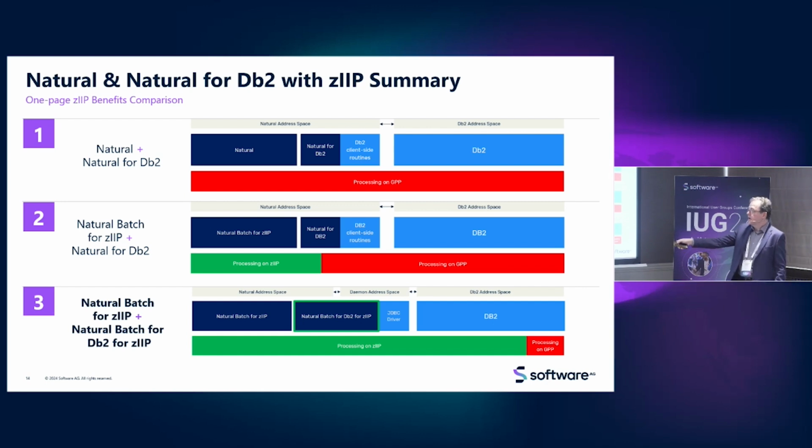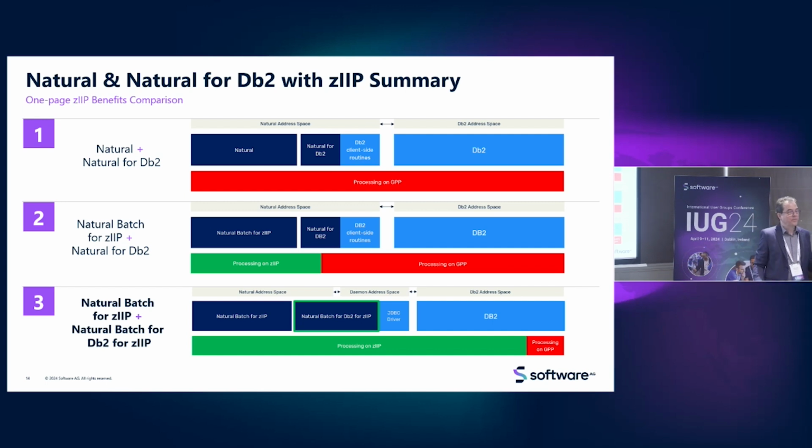But then customers zIIP enable Natural batch, and part of the CPU starts to move to zIIP. But it's still not a big portion, as you see by the red bar here, processed non-GP. So that's exactly what we're looking for. Let's rethink this story and rewrite something that allows us to have more zIIP efficiency. And that's what we did when we combined Natural Batch zIIP with the new solution, Natural Batch for DB2 for zIIP. Then you see the green bar, and it's even invading the DB2 side.